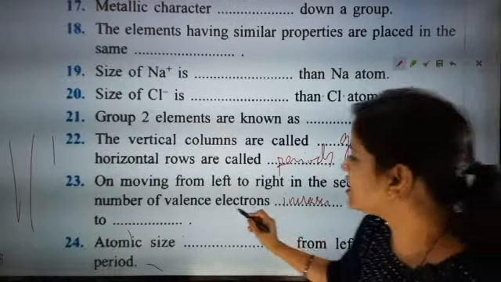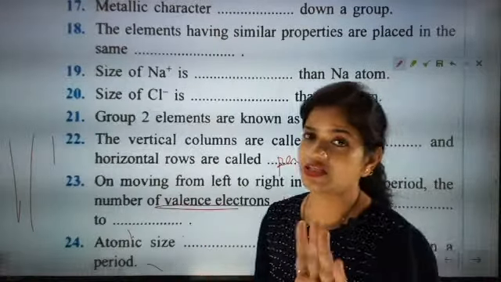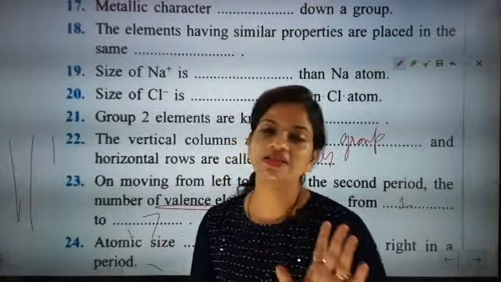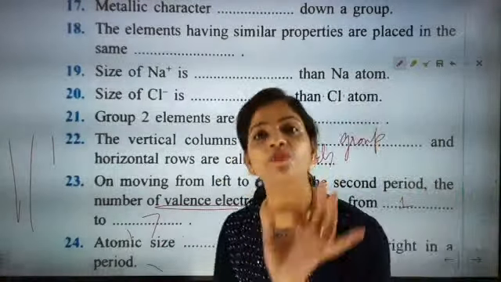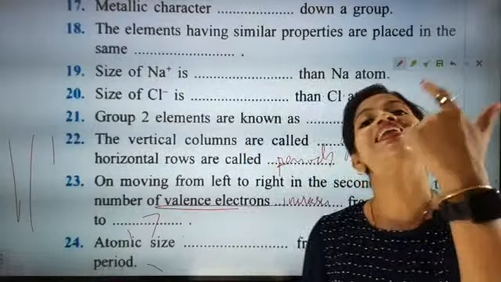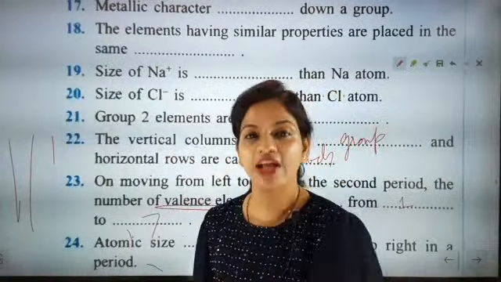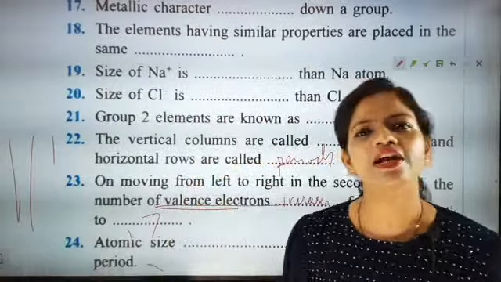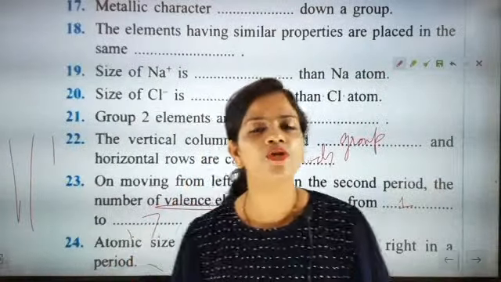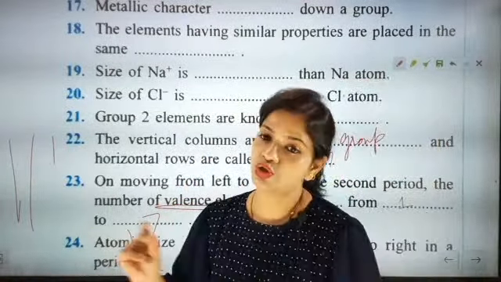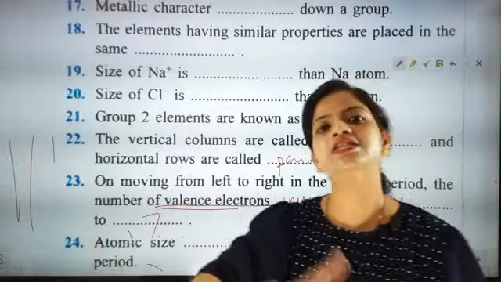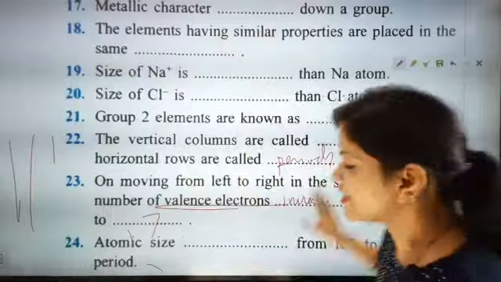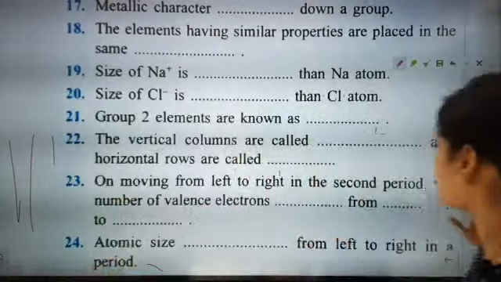They are not talking about valency, please. Valence electrons increase from 1 to 7. Valence electrons are the number of electrons present in the outermost orbit. Valency is the combining capacity of an element. So valence electrons increase from 1 to 7 on going from left to right. I explained this very briefly because we have to go for the next questions.